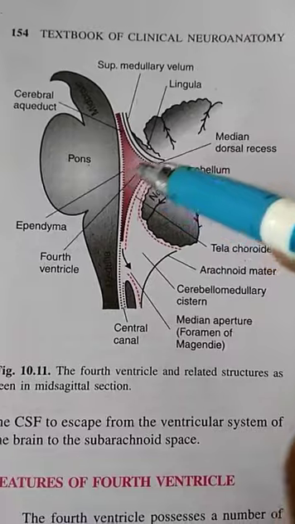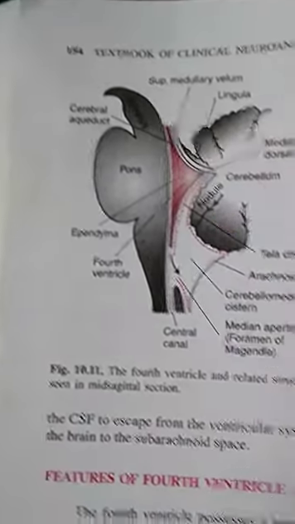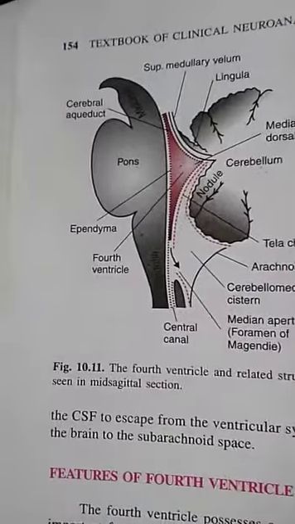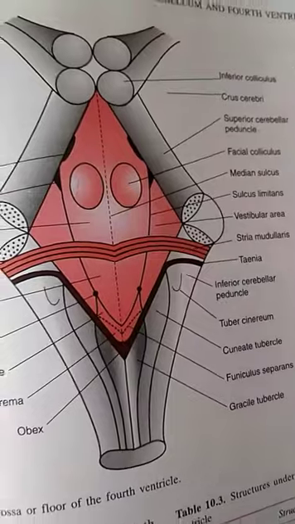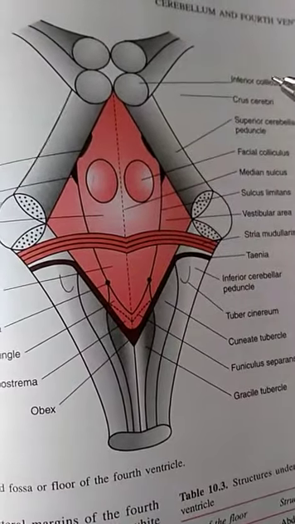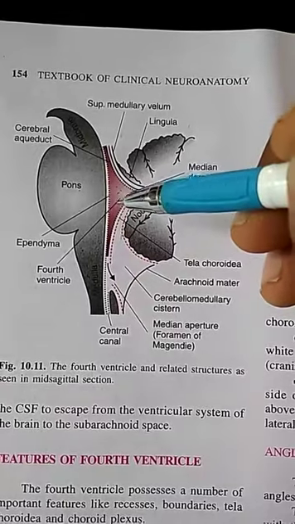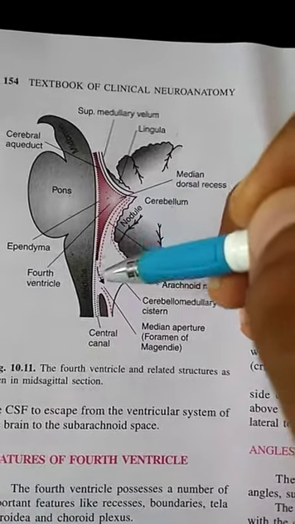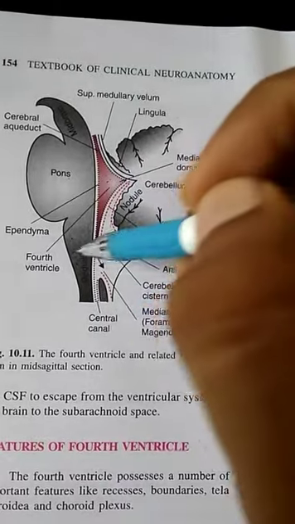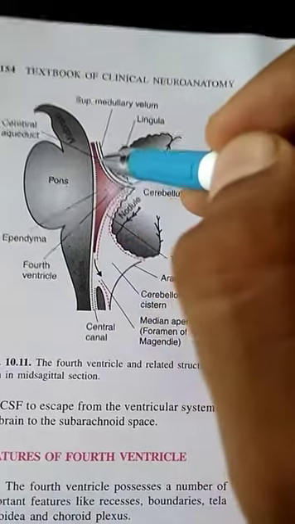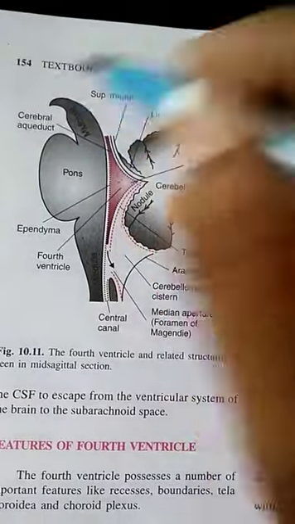The cavity of the fourth ventricle is somewhat triangular in sagittal section. The floor of the fourth ventricle appears rhomboid in shape. That's why it is also named the rhomboid fossa. The cavity of the fourth ventricle is continuous inferiorly with the central canal of the medulla oblongata, and continuous superiorly with the cerebral aqueduct of the midbrain.